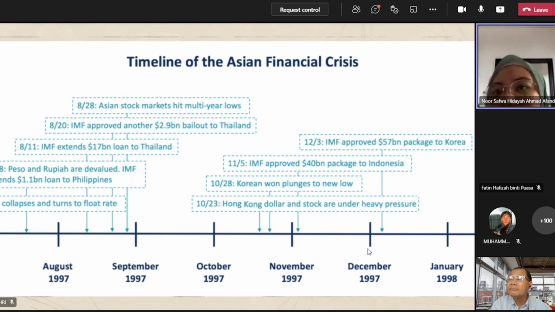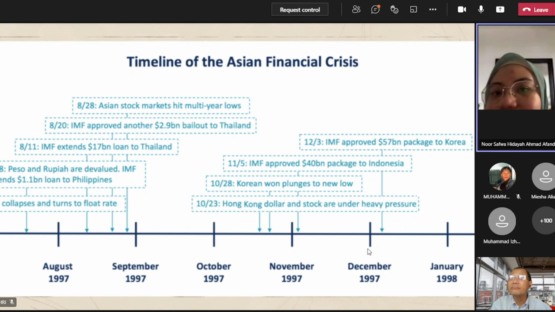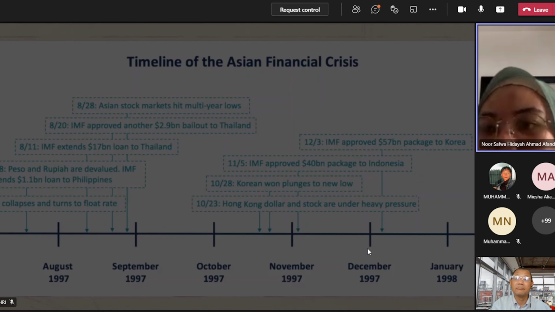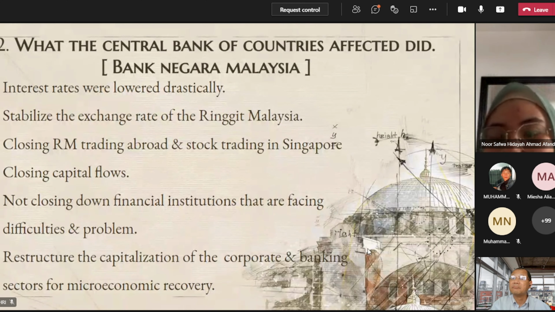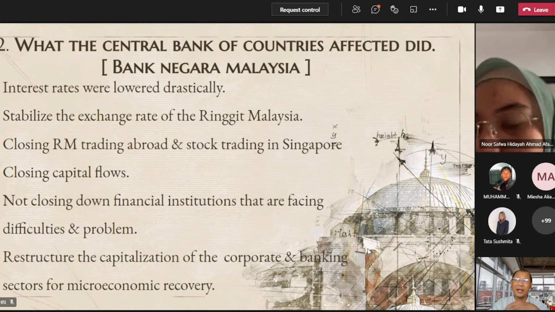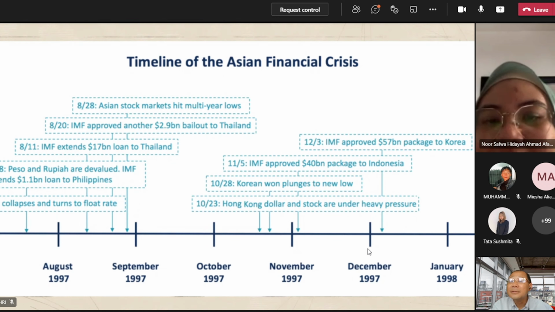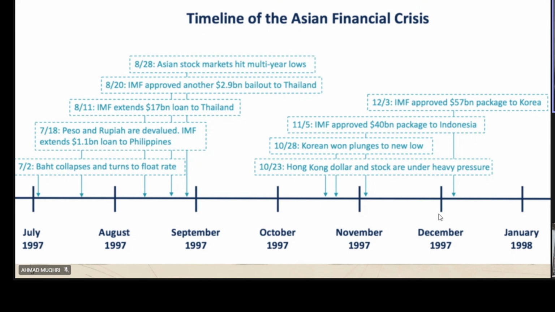Sorry, so this is actually the timeline of the Asian financial crisis. You can see how it happened from 1997 to 1998. So that's all. Next slide. Yeah, so you can see from July, like I mentioned, the baht collapsed, followed by other countries that were affected as well until December 1997. Then it started to spread more.